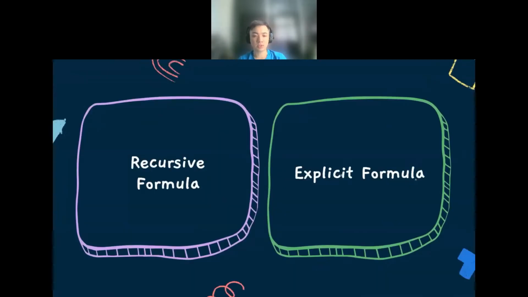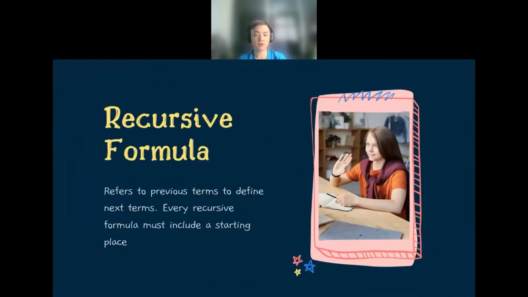There are two types of sequences, which are recursive and explicit. So for recursive, what is recursive? A recursive formula means that it refers to the previous terms to define the next term. Every recursive formula must include a starting place.